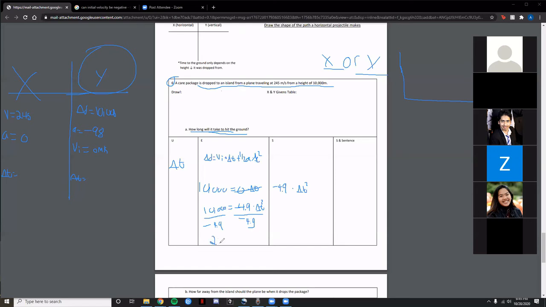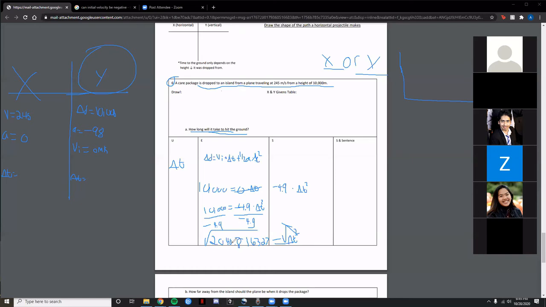So you get like 2040.8163 and so on, equals delta t squared. Square root that and square root this. Who has the answer sheet up right now or knows the answer? She got, what is it, 6? She got 11,000. Wait, what's it asking for? How long will it take to hit?